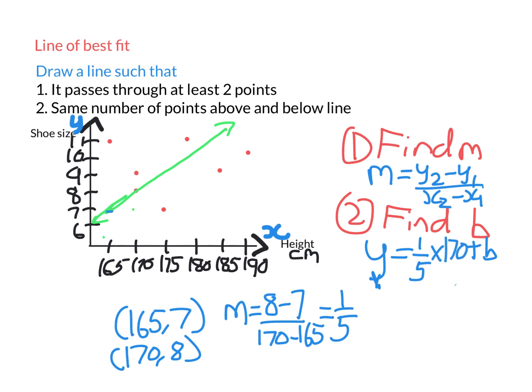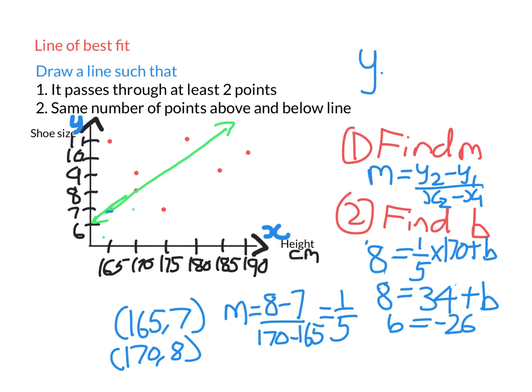We're now solving this equation for b. So 1/5 times 170, you can use your calculator, it's 34. So subtracting 34 from both sides, we get b is minus 26. So the equation of this line of best fit is y equals gradient times x plus b. y equals 1 over 5 x minus 26.